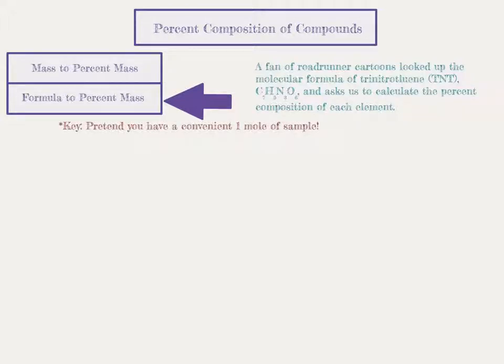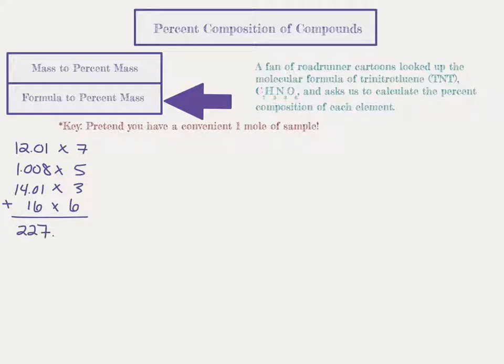So first, we'll calculate the molar mass. We know that carbon's mass is 12.01 grams per mole, and that there are 7 of them in this compound. Hydrogen is 1.008, and there are 5 of them in this compound. Nitrogen is 14.01, and there are 3 of them. And oxygen is 16, and there are 6 of them. We'll add up all of these guys together to get a total molar mass of 227.14 grams per mole.